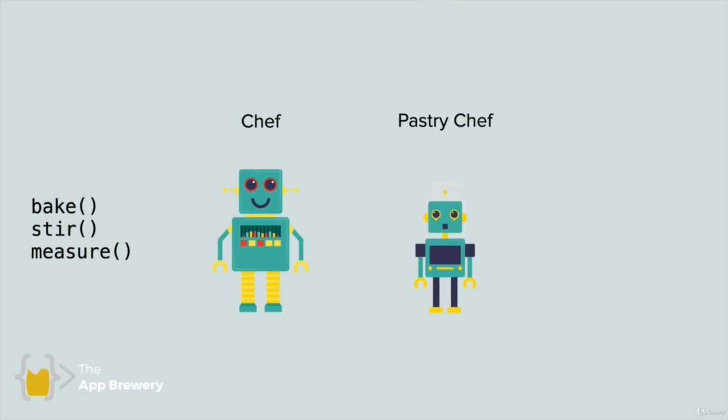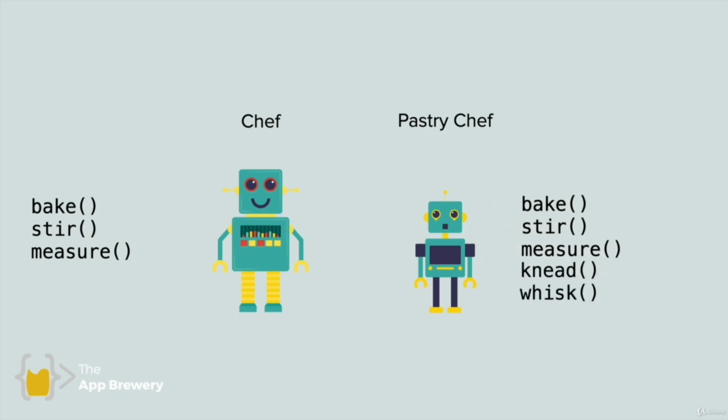Now, this pastry chef will need to know some of the things that a chef knows how to do, but it also needs something extra. So you don't want to create this pastry chef entirely from scratch. Instead, what you want to do is take the methods you already defined for the chef class and then just add to it. Add a few other relevant methods, like how to knead dough or how to whisk some eggs. So this process of inheriting behavior and appearance from an existing class is known as class inheritance.